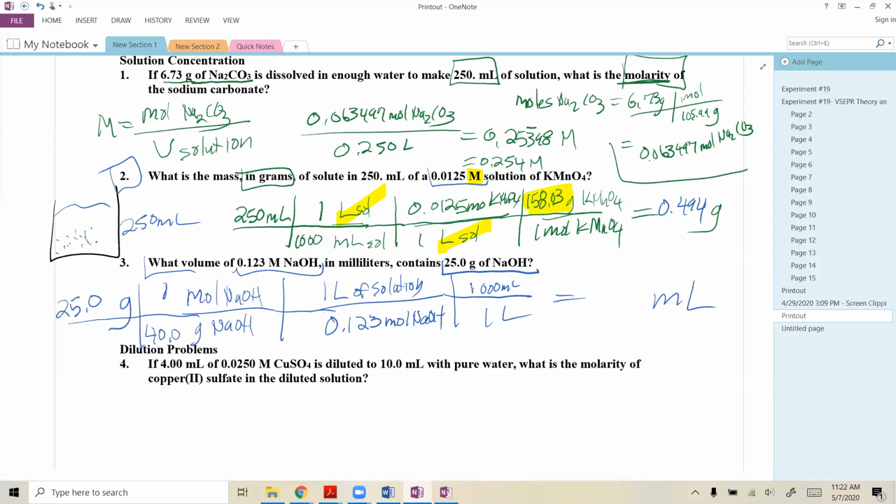So molar mass is 39.97. Yep. Now make sure you pay attention to the units it's asking for. Very good.